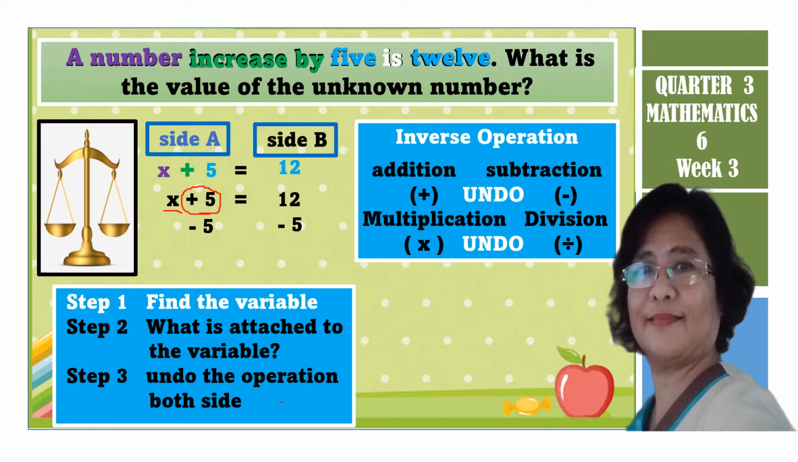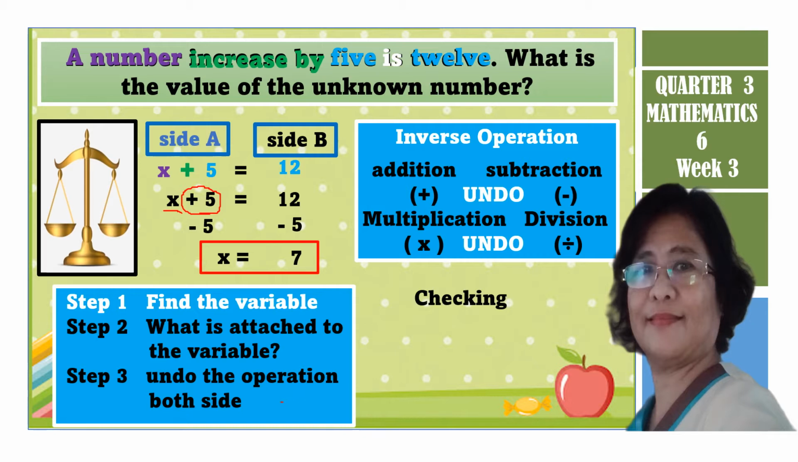So let us solve this one. Positive 5 plus negative 5 is 0. So na-remove na natin yung 5. Ang natira na lang ay x. So dito rin, we're going to subtract because they are unlike signs. Positive 12 plus negative 5 is 7. So therefore, the value of x is equal to 7.